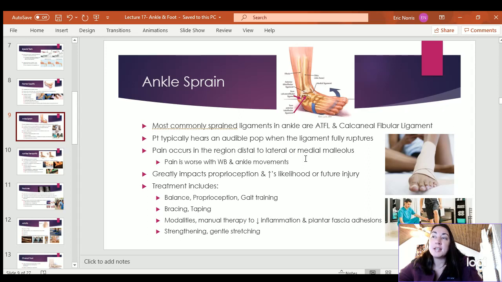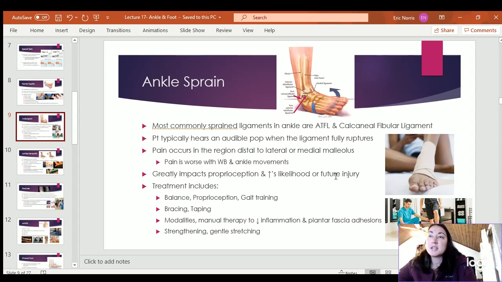You have pain in that region. It's typically the distal lateral malleolus. It could be the medial malleolus if you sprain the medial ligaments, and that would be a severe overpronation, but that's not as common. The pain is worse with weight bearing and with movements of the ankle.